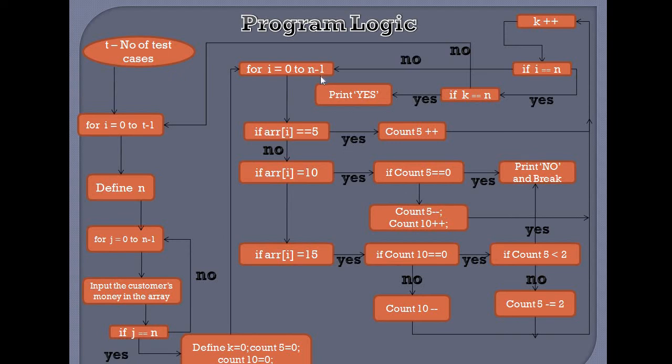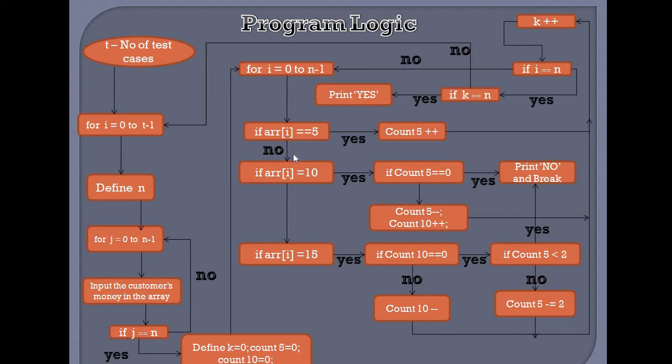This loop keeps track of whether the ice cream chef is able to serve the customers or not. If the customer in the very first iteration pays a 5 rupee coin, then the chef has no problem, and he just increments the number of 5 rupee coins in his wallet by means of count5++ and serves the customer by incrementing k++.